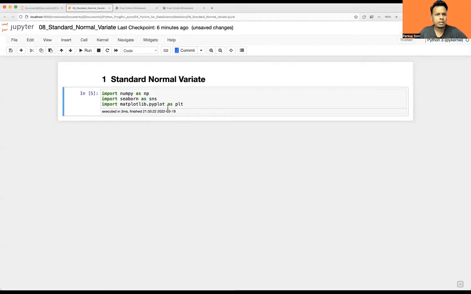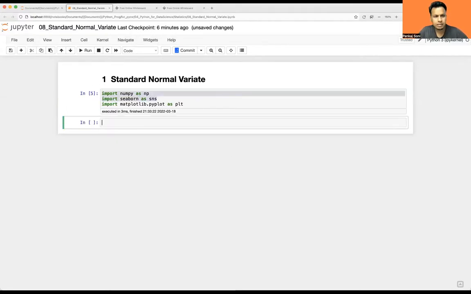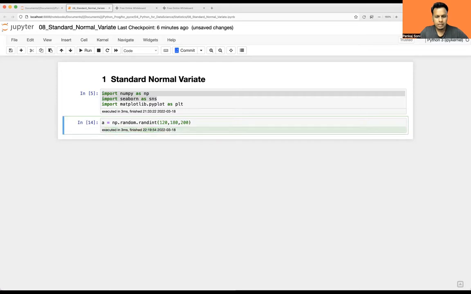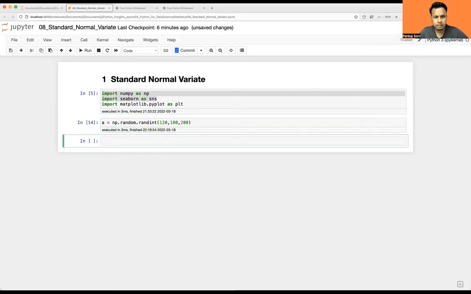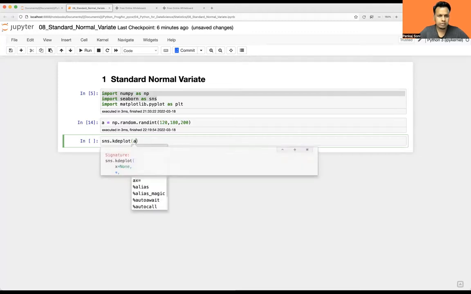Okay, so I'll share my desktop. As usual, I'll be importing all the libraries to generate data and do some visualization. So I'll be taking this a equal to np dot random dot randint. I'll be generating, let's say, the height of a male, which varies. Let's say it may be too less or too high. That's okay. But let's say 122, 180, and I want to generate data for 200. After generating the data, let's do a KDE plot, sns dot kdeplot of A.